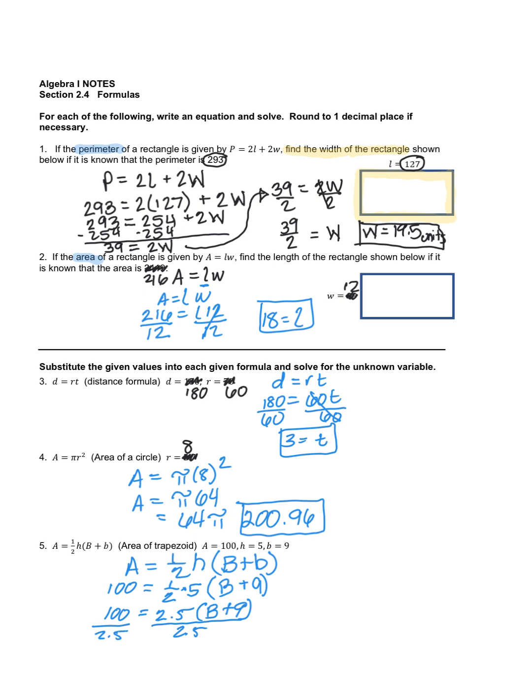So after we divide out that 2.5, we are left with 40 equals B plus 9. Now we have to remember we need to isolate that capital B. That's what we are solving for. So we have a positive 9, so we have to do negative 9 on both sides. Those 9s cancel out. We are left with capital B equals 31 for our trapezoid.